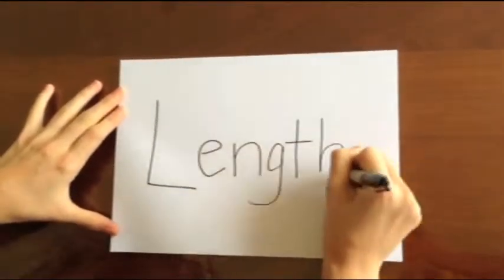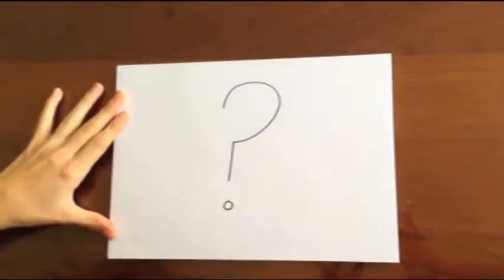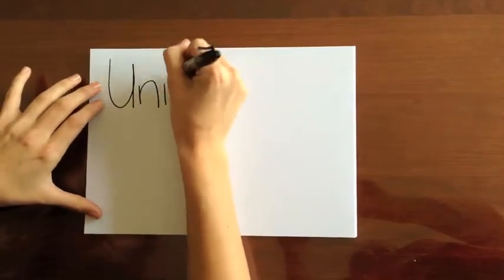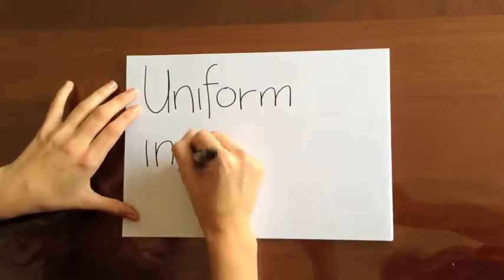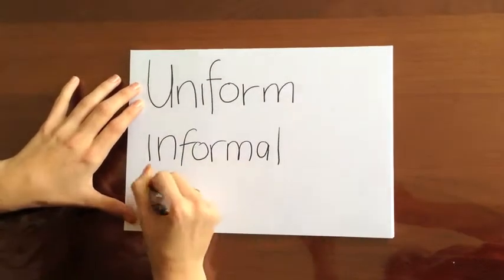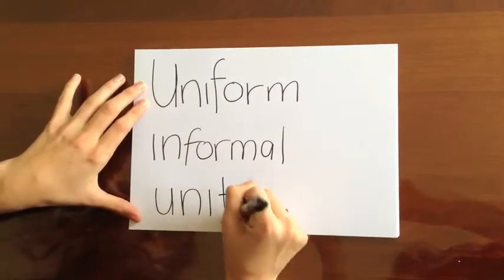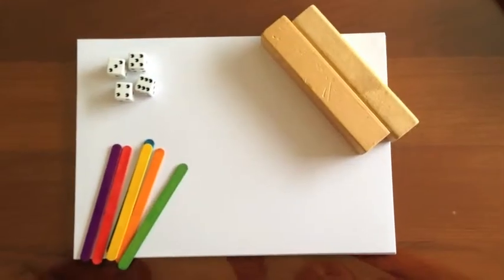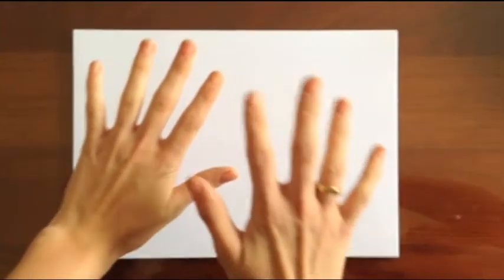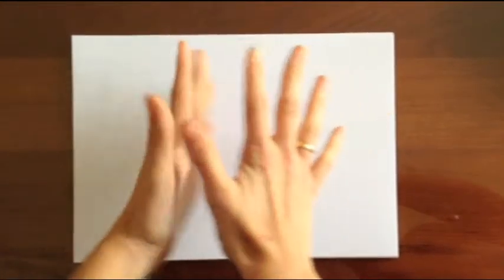Length. What is length? Length is the measurement of something from end to end. Length can be measured using uniform informal units. Examples of uniform informal units include die, paddle pop sticks, blocks, and paper clips. You can also measure length using your hand span. My hands are uniform because they are the exact same size.